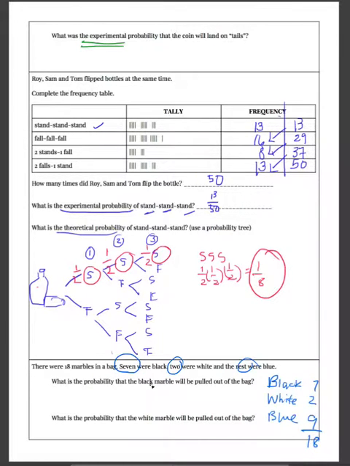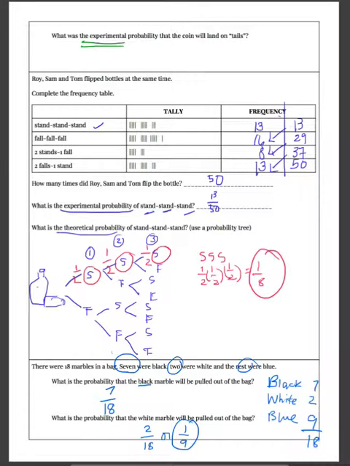So the first question, what is the probability the black marble will be pulled out of the bag? How many blacks are there? 7. So it will be 7 over 18. And that's lowest terms already. What's the probability that white will be pulled out? 2 over 18 or 1/9, because you have to simplify.